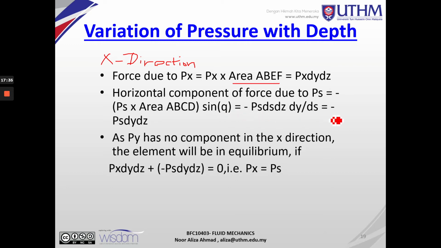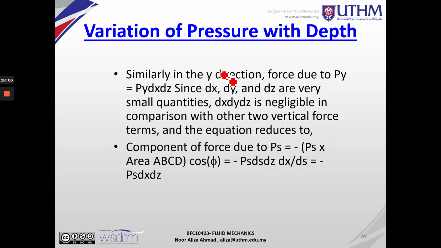So we get this equation. As Py has no component in the x direction, the element will be in equilibrium if Px dy dz plus negative Ps dy dz is equal to 0. Okay, Px is equal to Ps here. There's no x direction component for the Py. So this is the y direction.